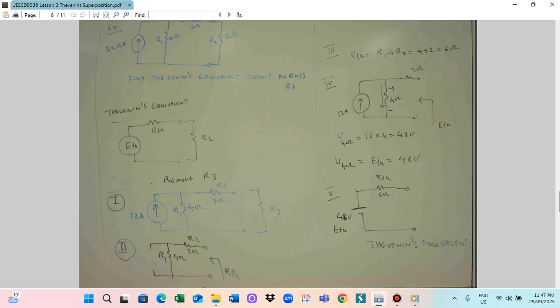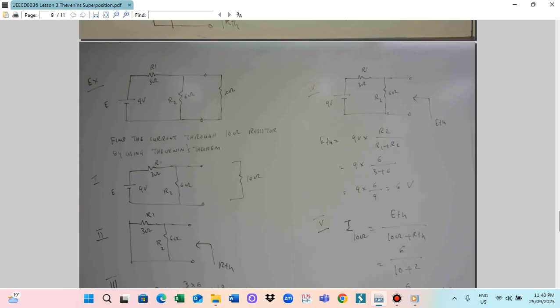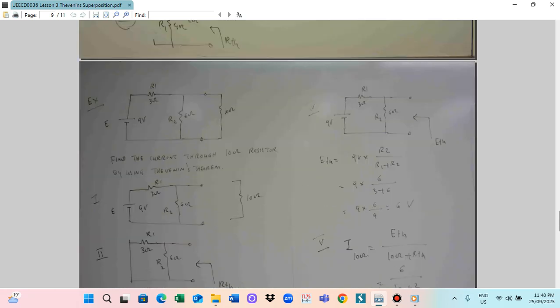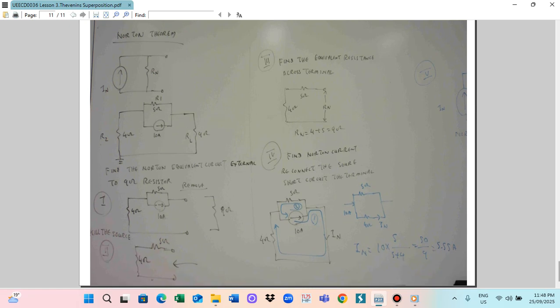The Norton equivalent is very similar. The Thevenin equivalent circuit has a Thevenin equivalent voltage and resistance connected in series. But the Norton equivalent is different. The Norton equivalent current I_N and Norton equivalent resistance R_N are connected in parallel. So this is the Norton equivalent circuit. Voltage and resistance in series is a Thevenin equivalent circuit, and current and resistance in parallel is a Norton equivalent circuit. For the Thevenin equivalent circuit, you need to find the Thevenin voltage. For the Norton, you need to find the Norton current. For the Thevenin equivalent, you need to find the series resistance.